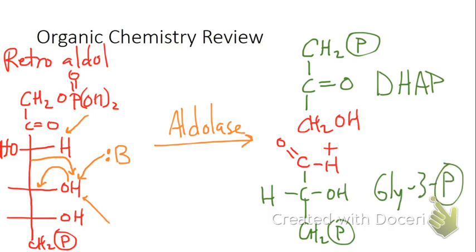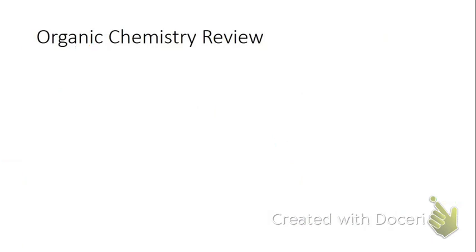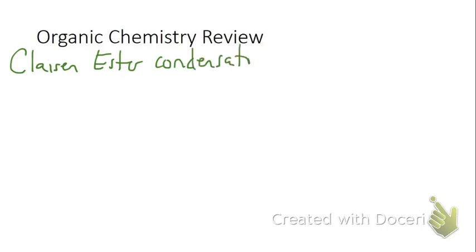Now we'll talk more about these when we get closer to glycolysis. There's another one that we can talk about, and this is Claisen ester condensation. So if it's a condensation, then we bring two things together, and so this will be seen in the citric acid cycle. So we have acetyl-CoA.